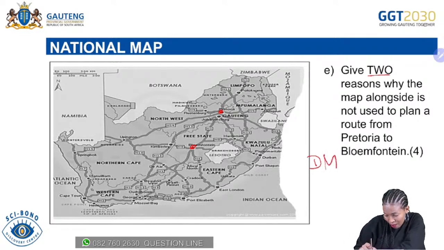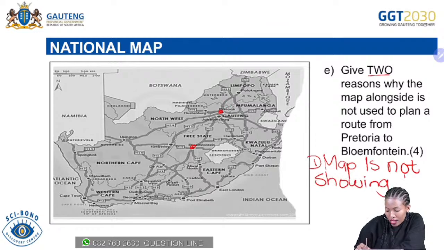So we can say the map is not showing the distances between the 2 places.